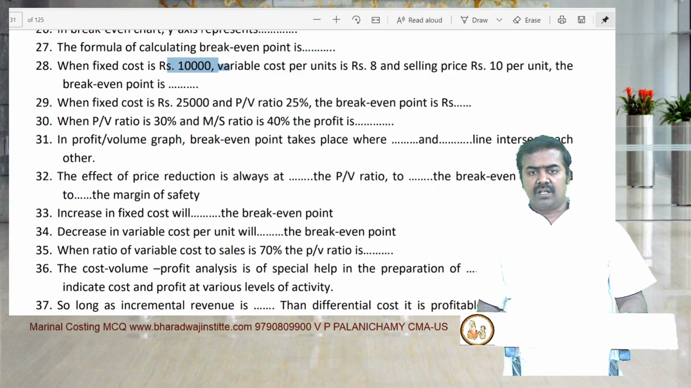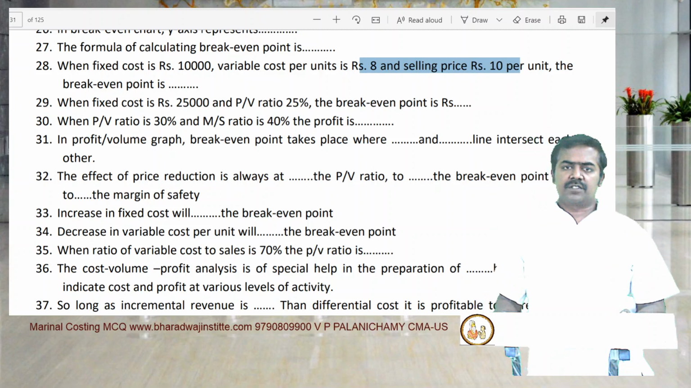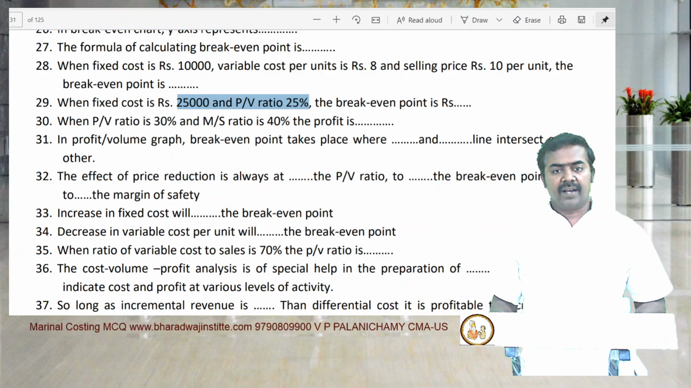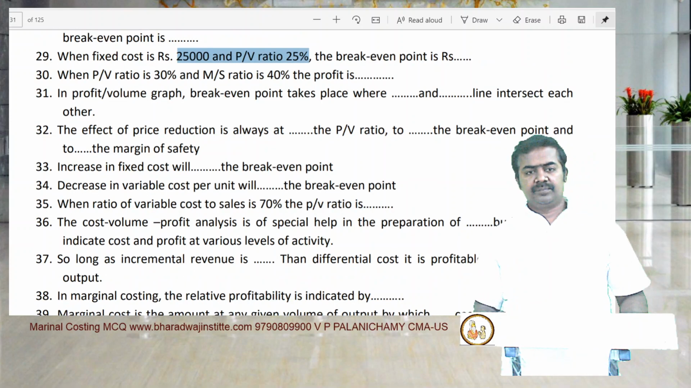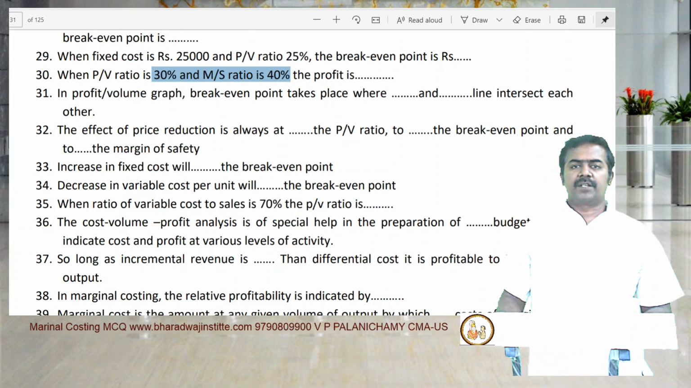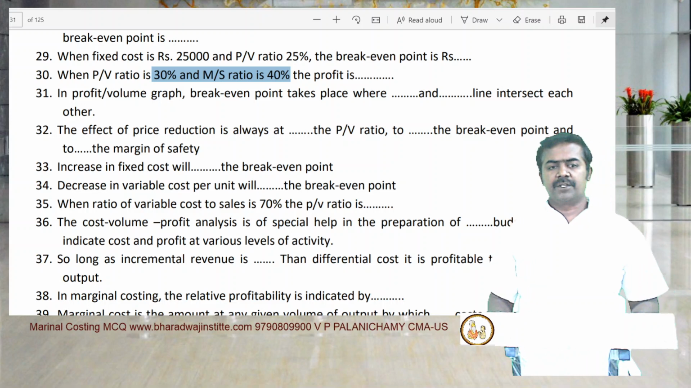This one you can answer. 10,000 divided by 2, 5,000 units. When fixed cost is 25,000, PV ratio is 25%. 25,000 divided by 25%, it will be 1 lakh. PV ratio is 30%, margin of safety is 40%, means profit will be 12%. 30 into 40%, 12%.